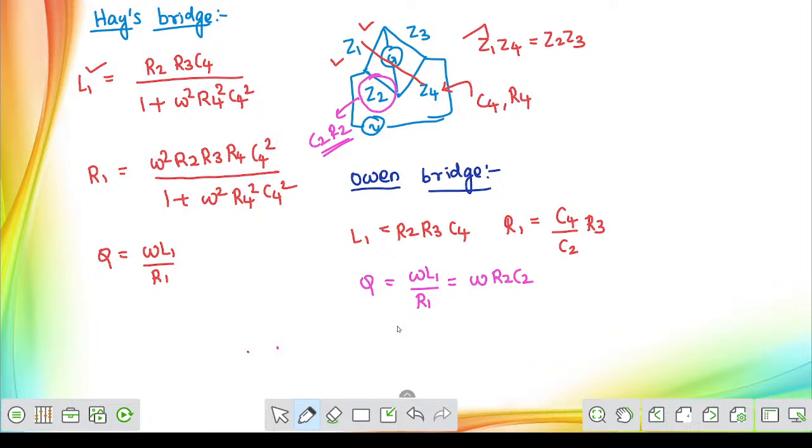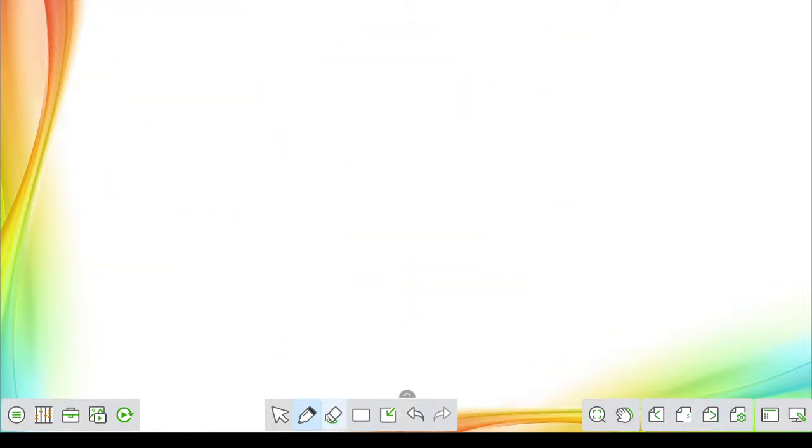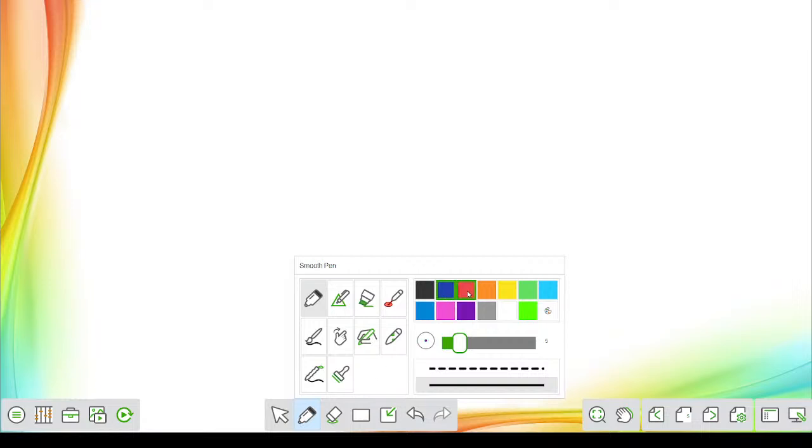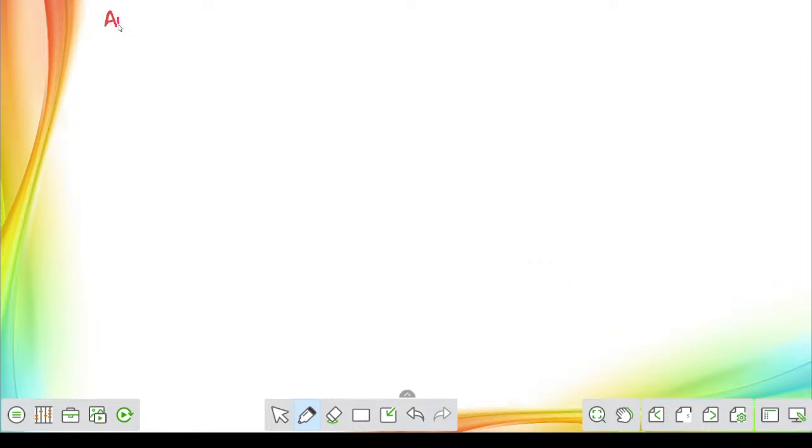And now let us discuss one more method. As I told you, we are using 5 methods. One is Maxwell inductance bridge, another is Maxwell inductance capacitance bridge method, third is Hayes bridge method, fourth is Owen's bridge method, and the last one is Anderson bridge method. Now let us discuss the final method to measure the value of inductance, the Anderson bridge method.